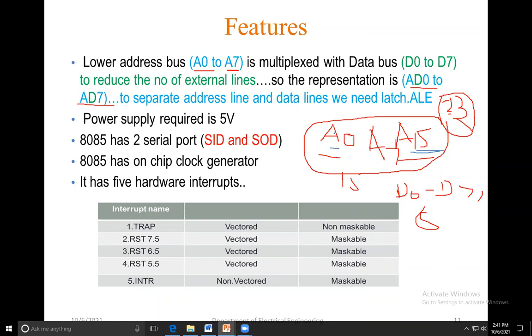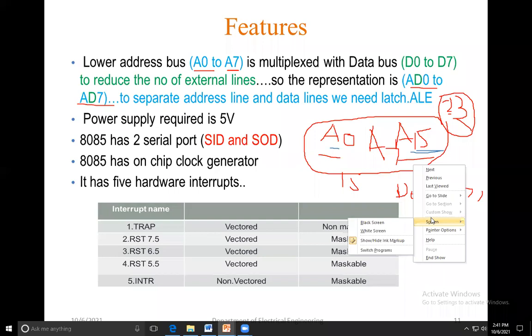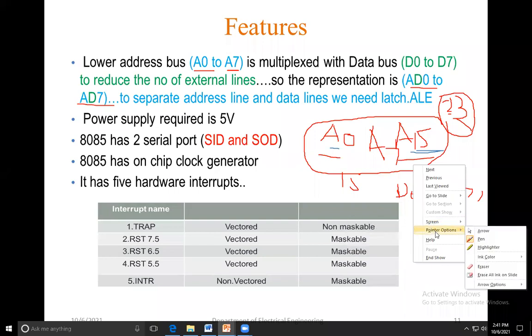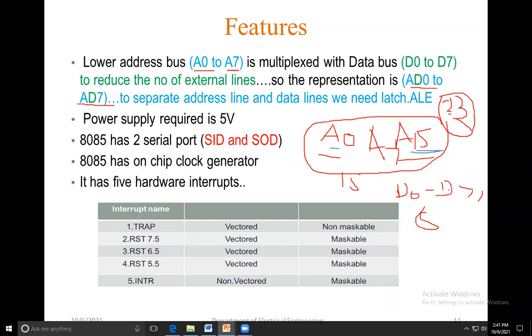So then again the question is, how can the processor understand where we have to use the data bus and where we have to use the address bus? For that purpose, apart from the 8 pins, they have to use one extra pin, which is called the ALE.